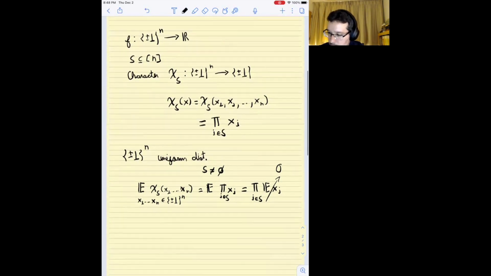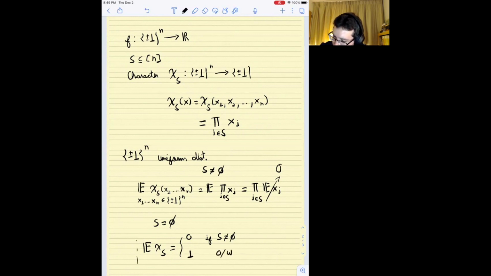And of course, if S is equal to the empty set, it evaluates to 1. So we can summarize this as follows. The expectation of chi-S under the uniform distribution is 0 if S is different than the empty set, and it's 1 otherwise. Very good.